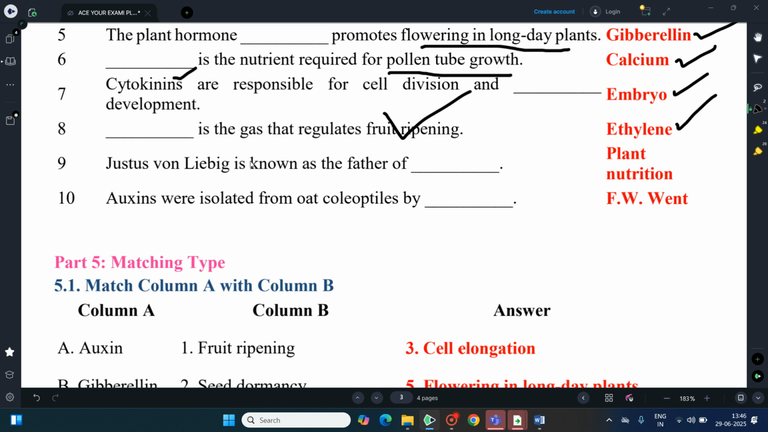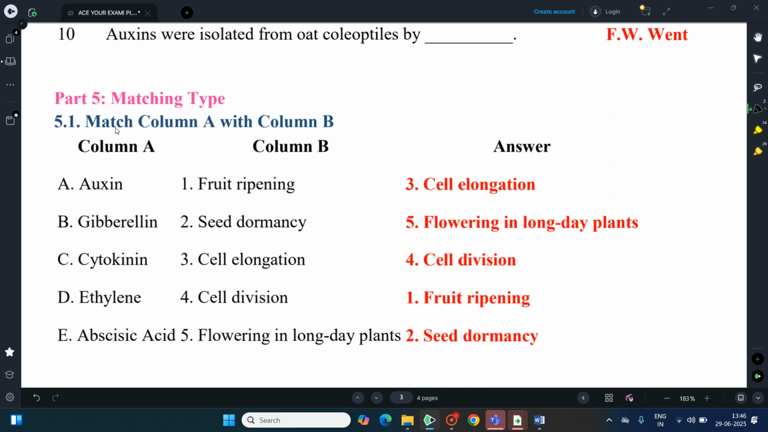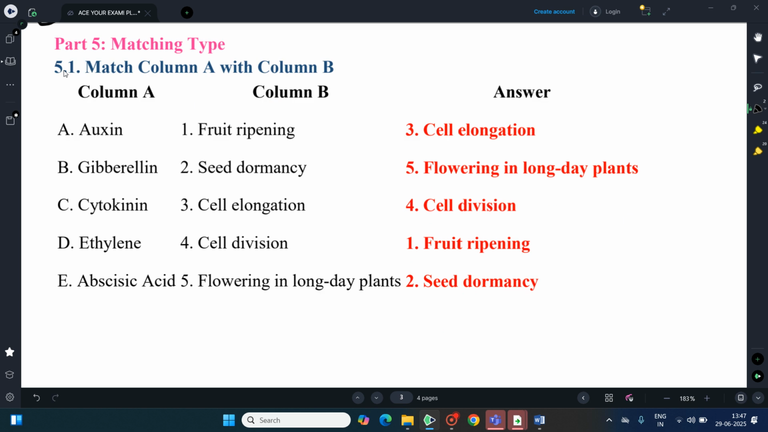Justus von Liebig is known as the father of plant nutrition. That is the correct answer. Fill in the blank: auxin was isolated from coleoptiles by Went. That is the correct scientist. Then we have part 5, matching type.